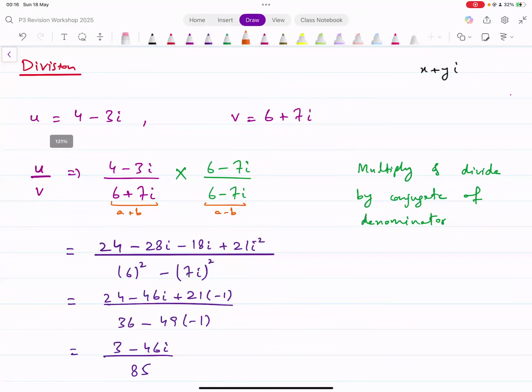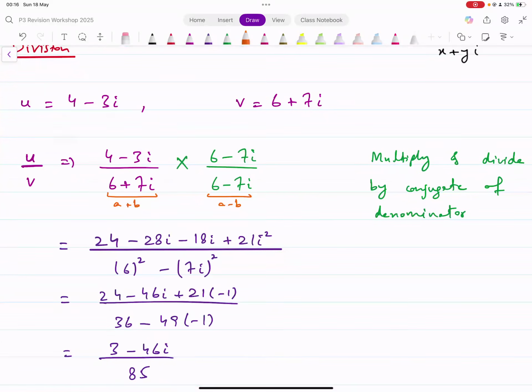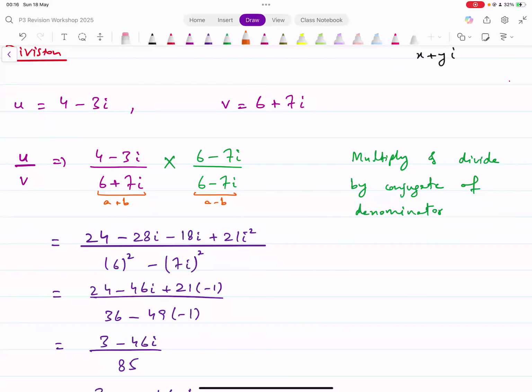The way to do that, this process is called rationalization. What we do is we multiply and divide by the conjugate of the denominator. Now, what's the conjugate of the denominator? This is 6 plus 7 iota, right? The conjugate of that is 6 minus 7 iota. We multiply and divide that fraction by the conjugate. And what happens when we do that is we have a plus b into a minus b. When we do a plus b into a minus b, we end up getting a squared minus b squared. So we only have iota squared in the denominator, and we know iota squared is a real number. So that can be replaced with -1. And that's how we can get rid of iota from the denominator, right?